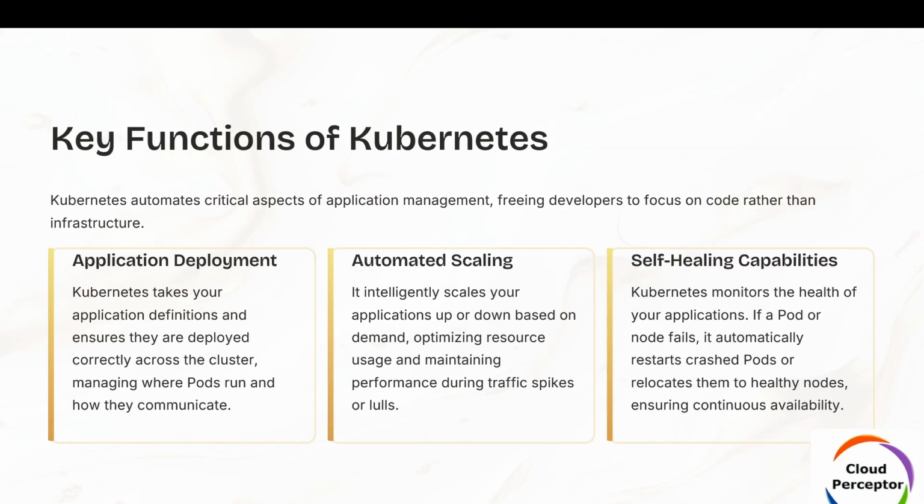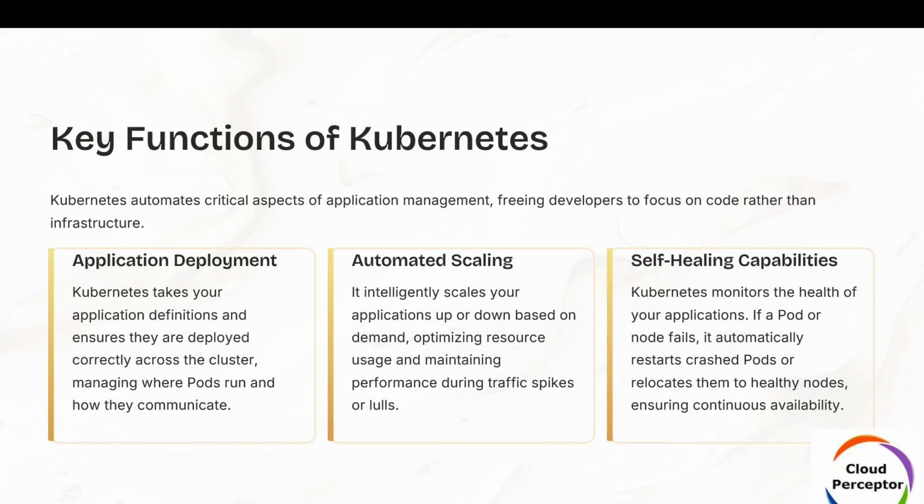These are some of the key functions of Kubernetes. Kubernetes automates the critical aspects of application management, freeing developers to focus on code rather than infrastructure. First is application deployment. Kubernetes takes your application definitions and ensures that they are deployed correctly across the cluster, managing where pods run and how they communicate. Automated scaling: it intelligently scales your applications up and down based on demand, optimizing resource usage and maintaining performance during traffic spikes or lulls.